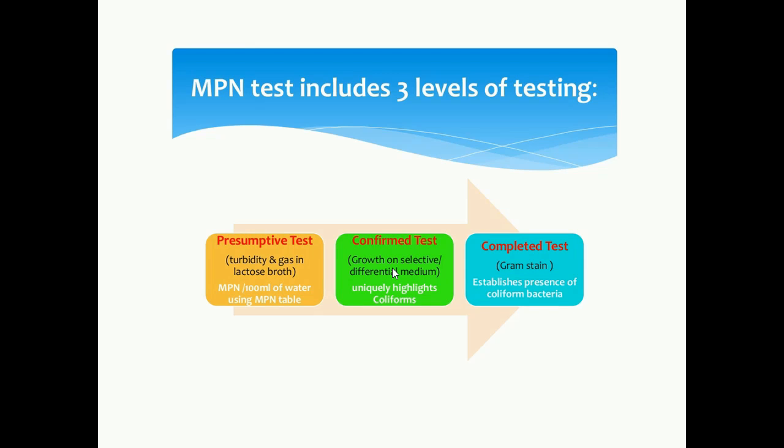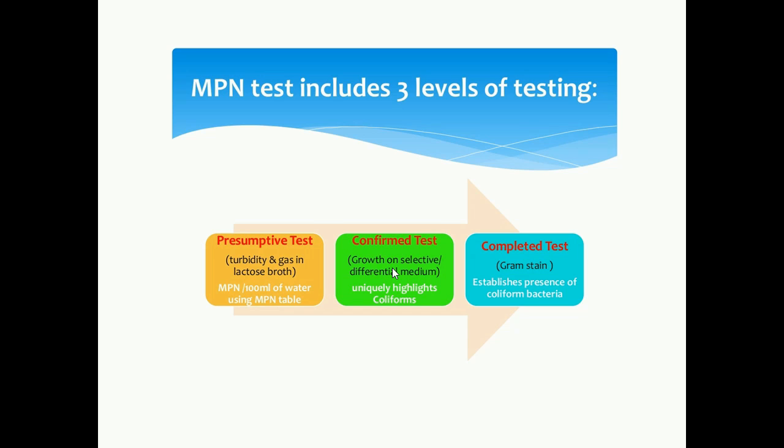One is the presumptive test, confirmed test and completed test. In the presumptive test, turbidity and gas in lactose broth are observed. In this, the MPN per 100 ml of water is read using the MPN table. Next one, confirmed test. In this, growth on selective or differential media. We can observe the growth of the bacteria on the surface of the selective or differential medium. In this, it uniquely highlights coliforms.